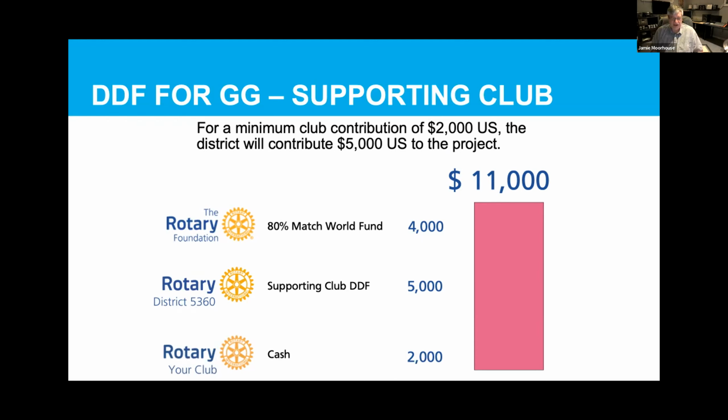$11,000, which I should point out too that a supporting club DDF, you don't have to support a global grant that's in our district. You can support a global grant done anywhere in the world. So a lot of people travel or have friends around the world that are in Rotary and they're working and doing their projects. If they have a global grant that you and your club want to get behind, you can absolutely assign your supporting club DDF to their global grant to help them out.